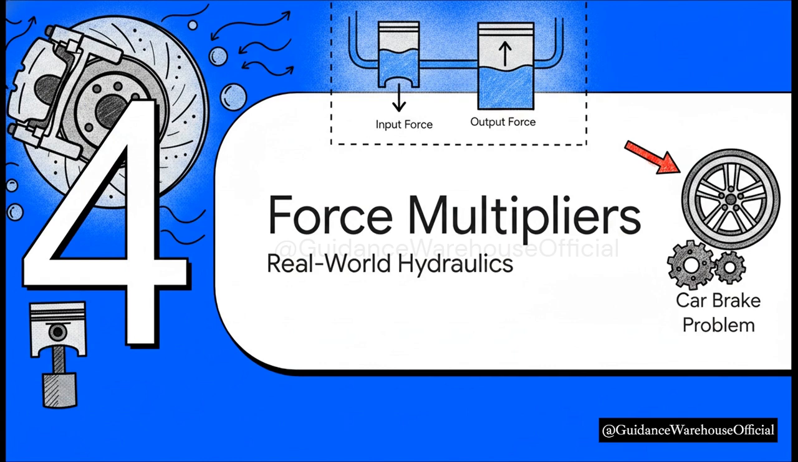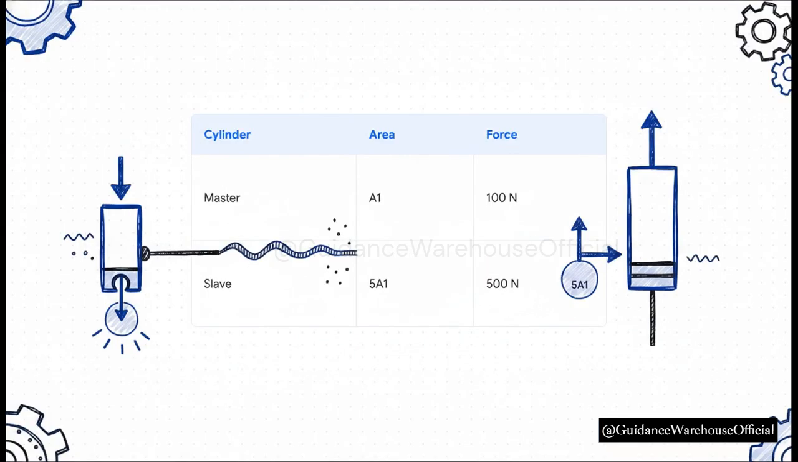Let's head into Section 4, real-world force multipliers. Now, just thinking about a math equation can be pretty dry, so let's make this totally concrete with an example and tie it straight back to that car braking problem we talked about at the very beginning. So, what we're talking about here is a classic hydraulic system. When you step on your car's brake pedal, you're actually pushing down on a really small cylinder, which we call the master cylinder. Let's say you push with a force of 100 newtons, and that cylinder has an area of just 1 unit.